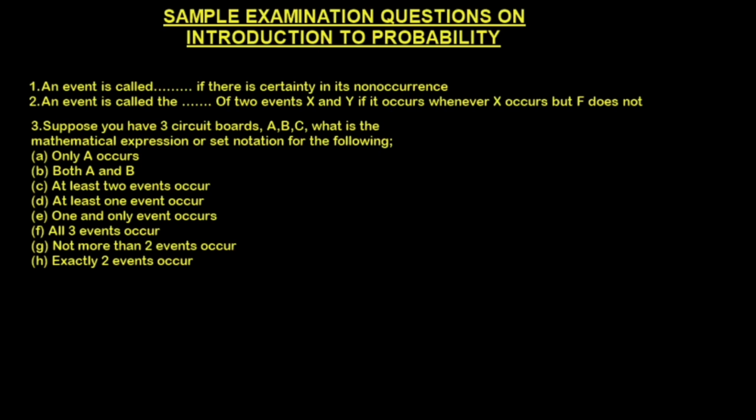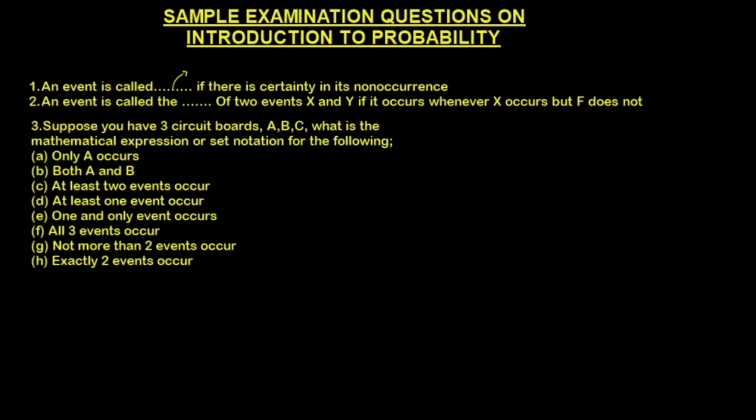With the first question, they are asking us: an event is called dash if there's a certainty in its occurrence. One may ask, what would that event be? These are some definitions in probability, and there are types of events that happen in probability. So the answer is impossible event.